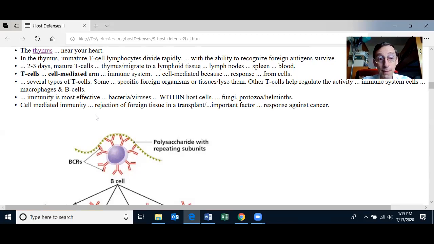The cell-mediated arm of the immune system, meaning the T cells, are also an important factor in the immune response against cancer. So if a patient gets cancer, and if their immune system is reacting and attacking that cancer, it's because of the T cells. Any question about any of that?